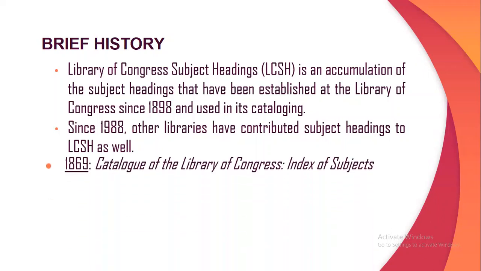In 1869, the Catalog of the Library of Congress and the Index of Subjects. This was a two-volume alphabetical classified subject index to works held by the Library of Congress. Subjects were grouped in broad classes with numerous alphabetic subdivisions.